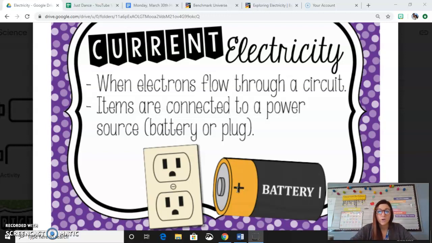And inside that cord that is connected to the wall, to my actual straightener, there is current electricity running through it. Because from that outlet, it's giving that source power to let that electricity flow in a nice current through that cord.